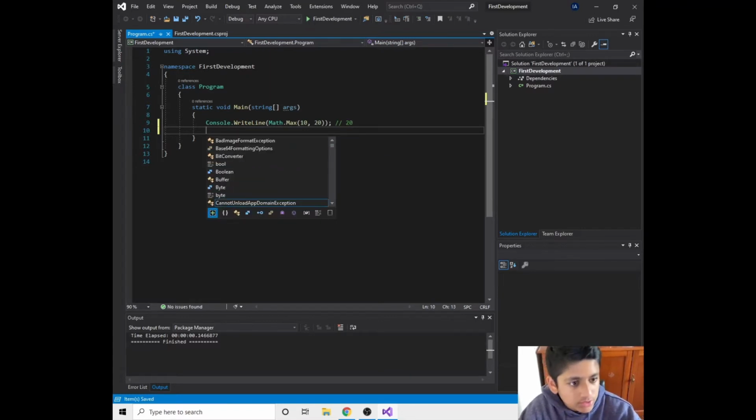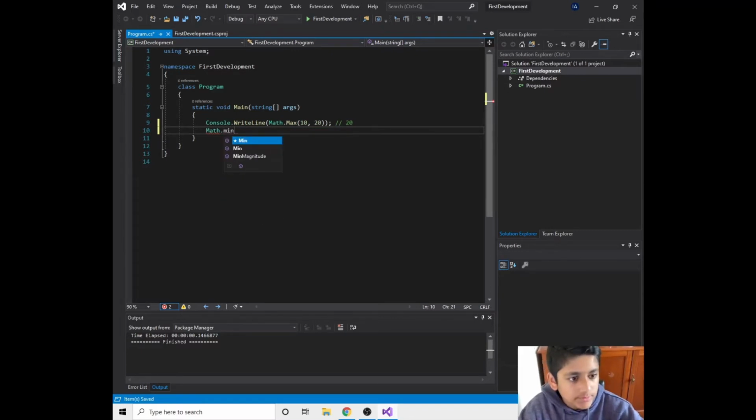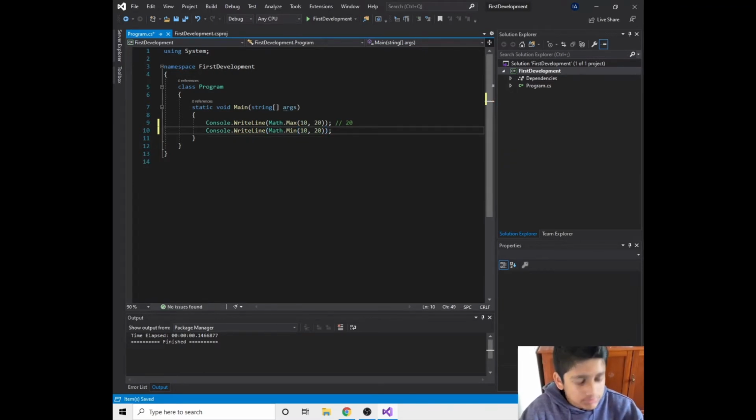Math.Min, so we could do Math dot Min, and let's do 10, 20 again. Could do that again and write Console.WriteLine. Then this is going to output the minimum value between these two values. So we know this is going to be 10. So that's Math.Max and Math.Min.